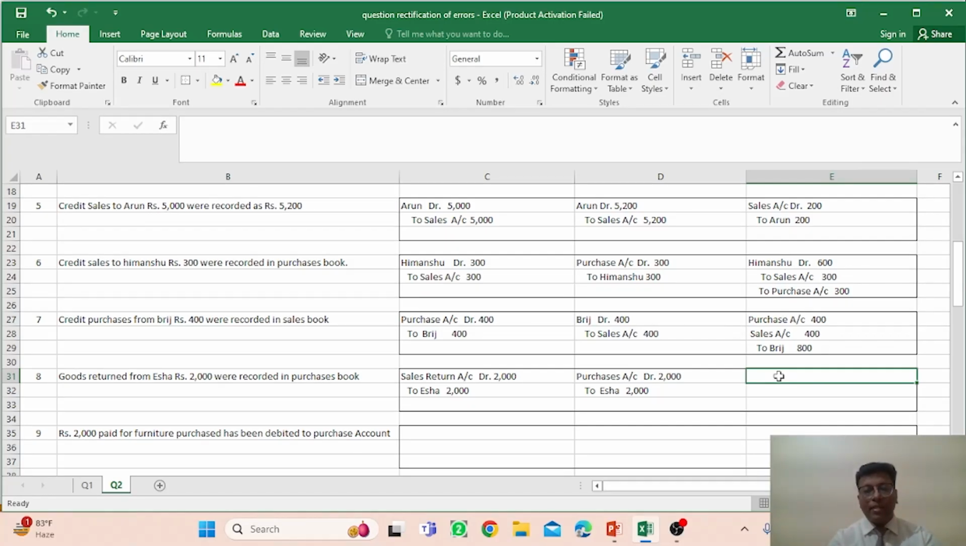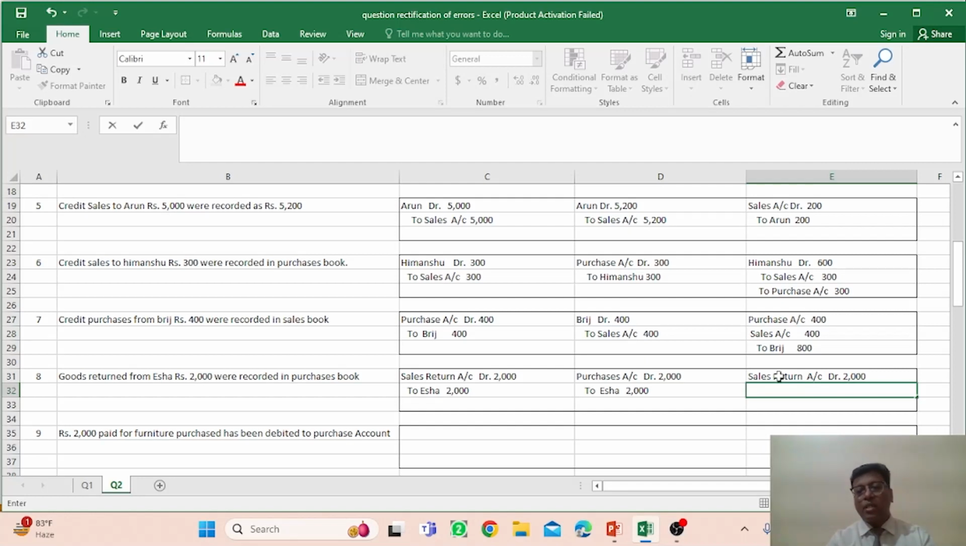Just focus on the first correct entry. The correct entry should be the sales return account. So this is my question to you: did you mention the sales return account on the debit side in the books? No. So you have to debit the sales return account, 2000 rupees. And Isha was credited, yes, over there. So there is no need to mention Isha again, because it was already done. So it is correct.